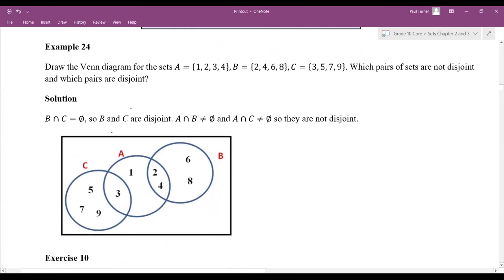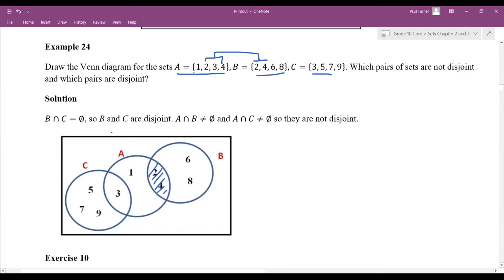Here's an example. You can see two of these circles, C and B, are disjoint. They have no shared elements here. So if I was going to draw the diagram, I've got A, which is 1, 2, 3, 4, and I put it in the middle here. B is 2, 4, 6, 8, which is here. So some of the elements are shared between A and B. So we have some overlap here between A and B, that's okay. And then C is 3, 5, 7, 9.